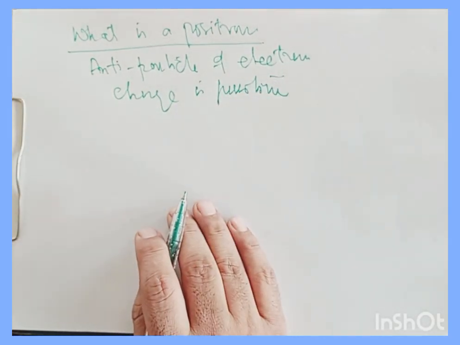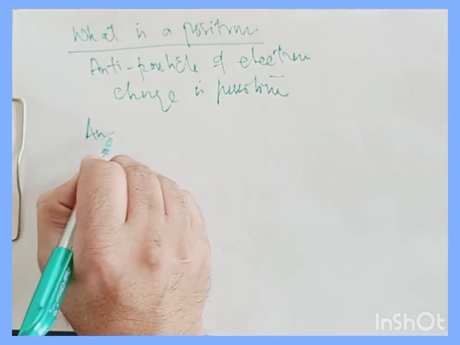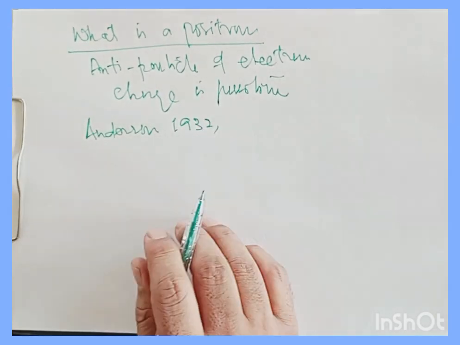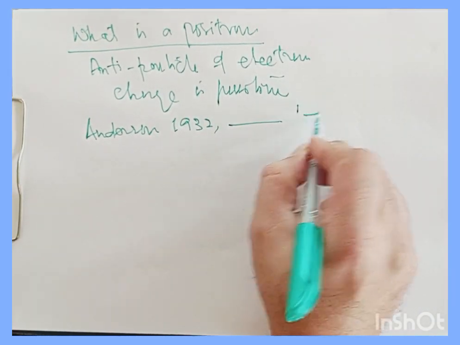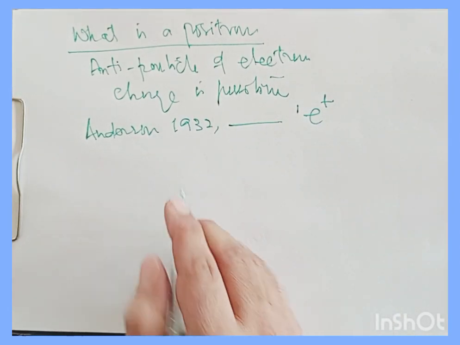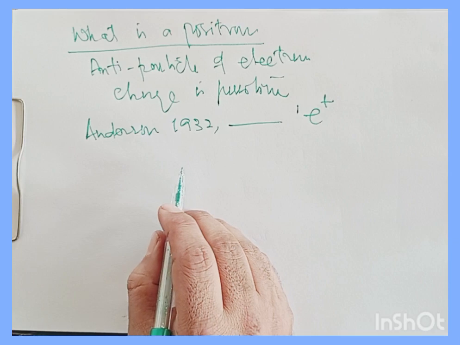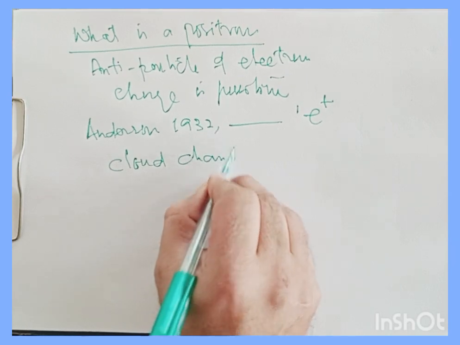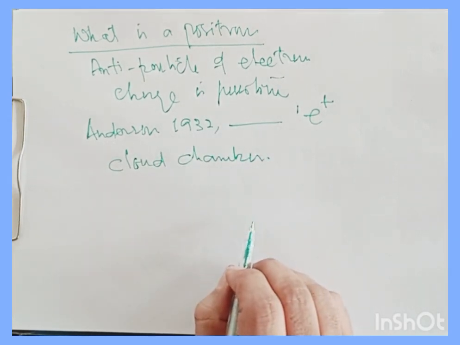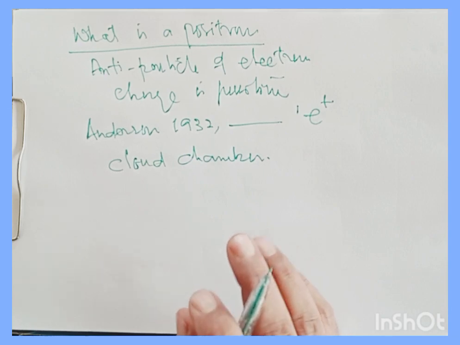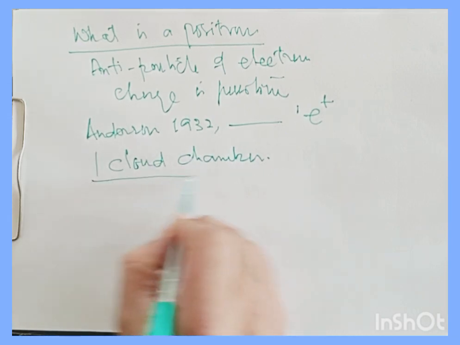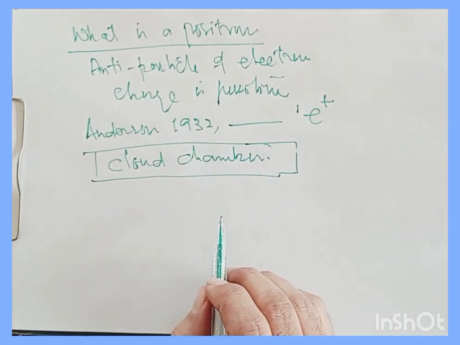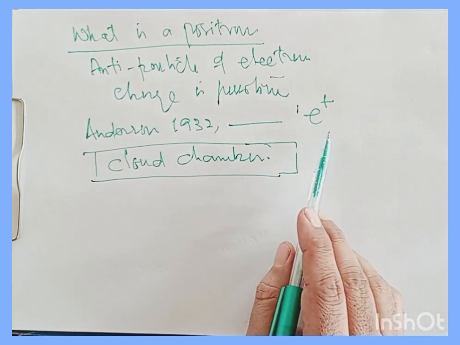And it was Anderson in 1932 who discovered these particles, whom we call positrons. He discovered these positrons using a particle detector known as a cloud chamber. Using this cloud chamber, in the course of his experiments on cosmic radiations, he could discover a new particle known as positron.